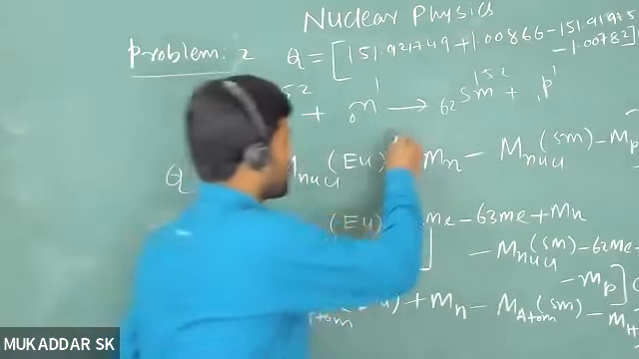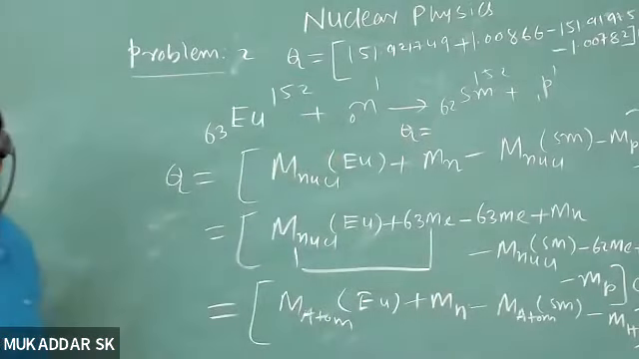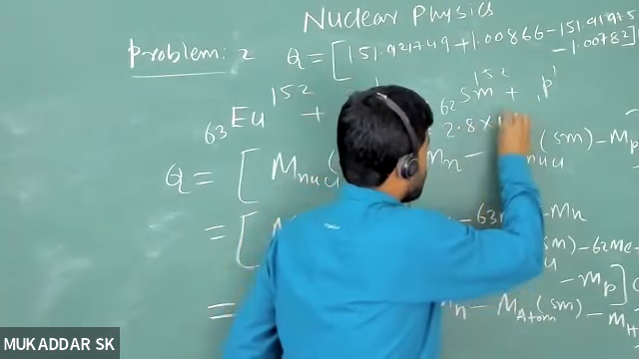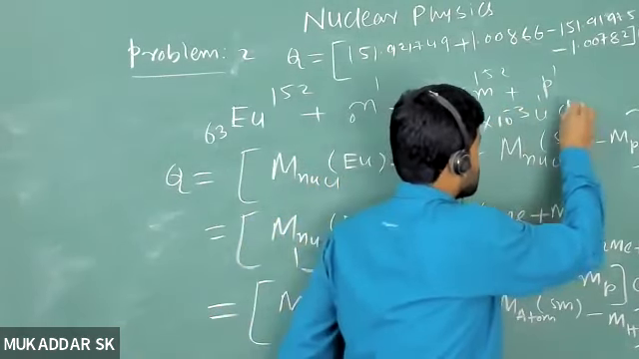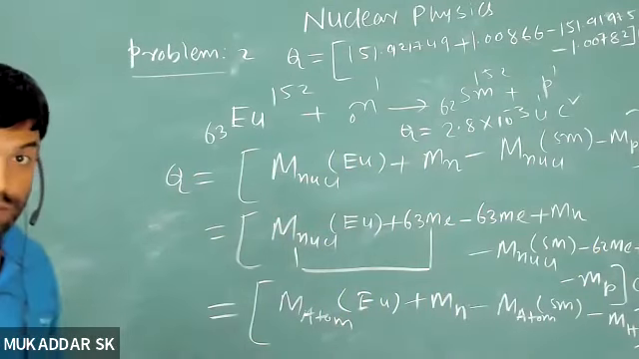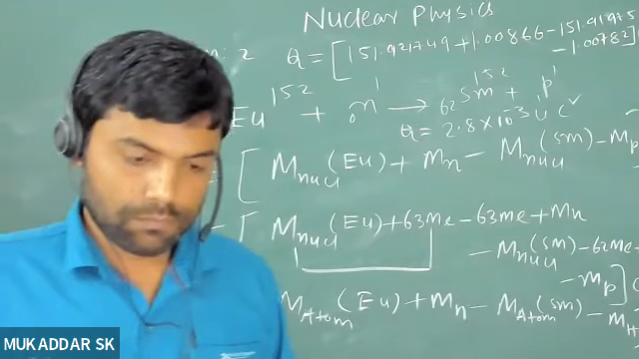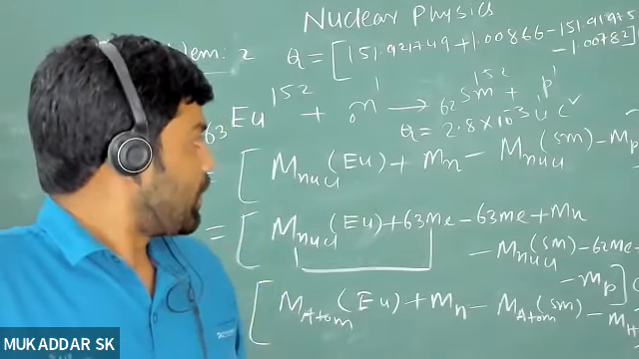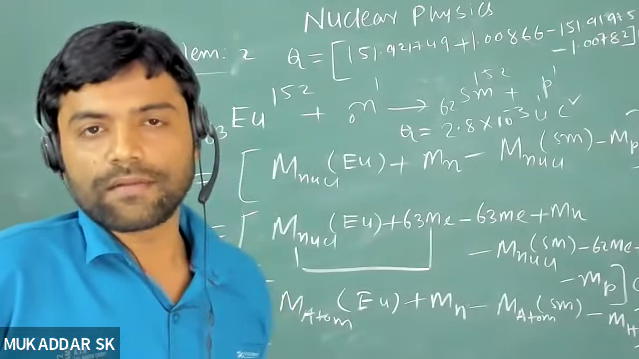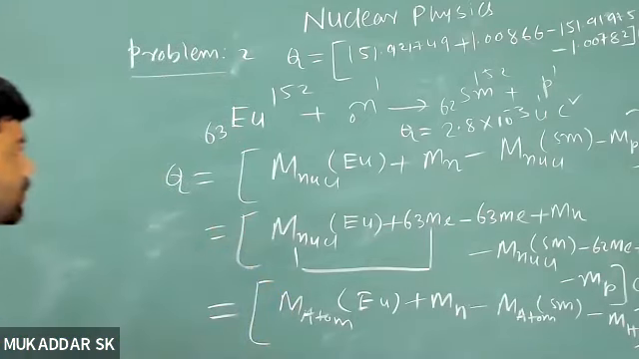Now if you calculate it, can you calculate and tell me how much you'll get? To calculate it, you will get around 2.8 × 10 to the power minus 3 atomic mass unit times C square. Okay. So this will be the Q value. So will there be energy release or absorbed? There will be energy release because the Q value is positive. Okay.